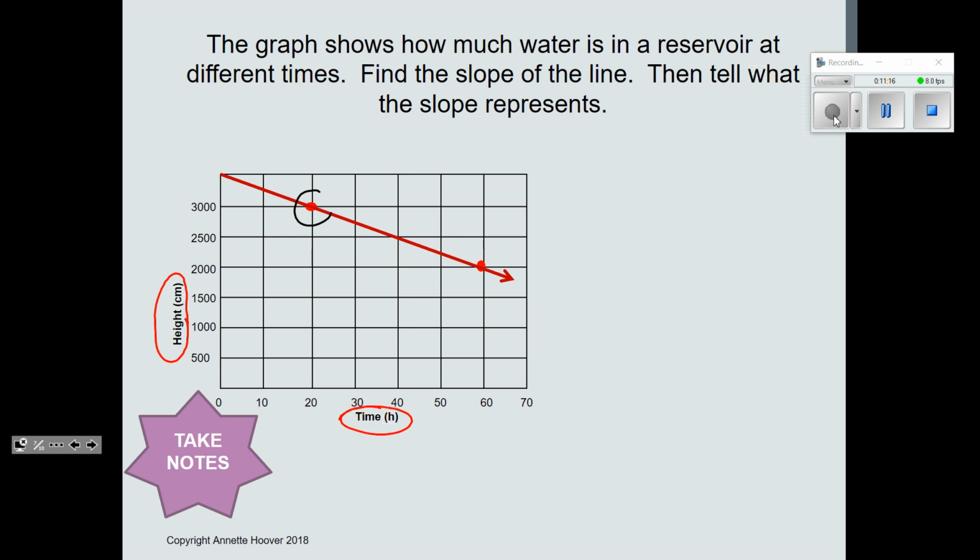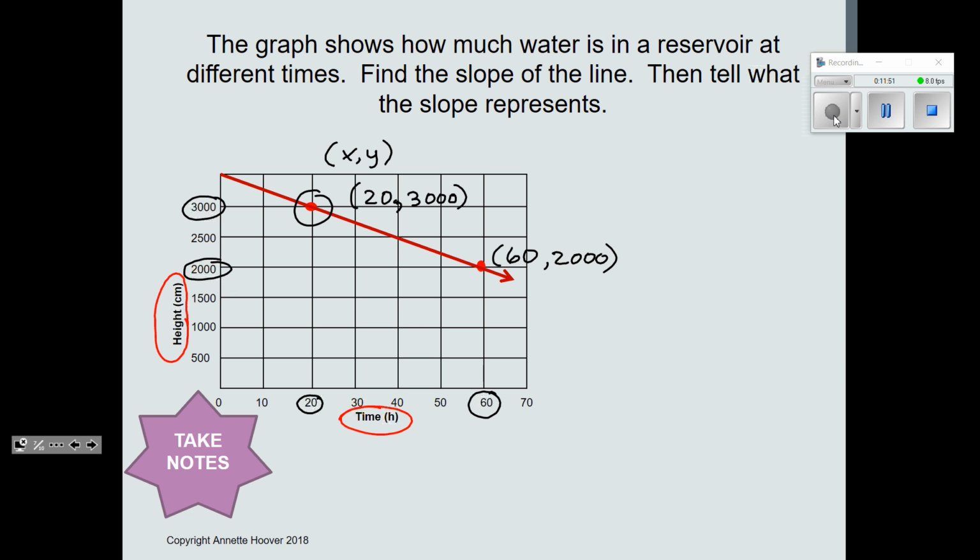So for this right here, for the ordered pair, remember an ordered pair is x first and then y. So the x down here on the domain is 20. So 20 is the x on the domain. And then the y on the range is 3,000. So that ordered pair is (20, 3,000). We go to the other point. The x is 60. And the range or the y-axis is 2,000. So we have 2 ordered pairs, and that's all we need to figure out the slope of a line.